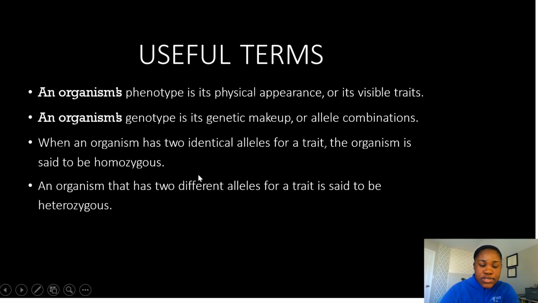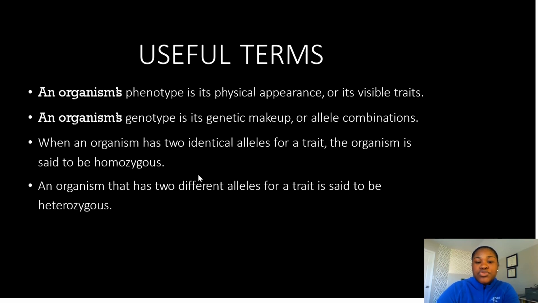Some useful terms to know when you're working on your assignment is that a phenotype is a physical trait that we see. A genotype is a genetic makeup. So the genotype determines the phenotype.